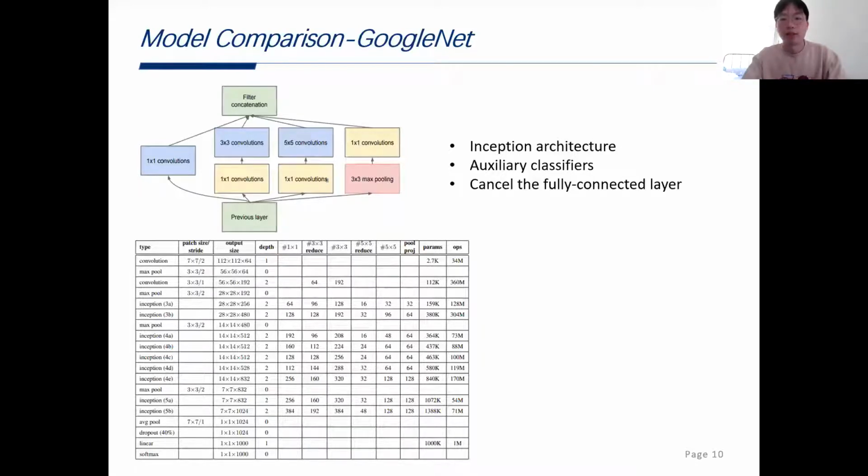Gradient vanishing is a common problem in all deep networks. So GoogleNet added auxiliary classifiers to assist the training and accelerate the network convergence. Finally, in order to reduce the parameters, the fully connected layer was also canceled.